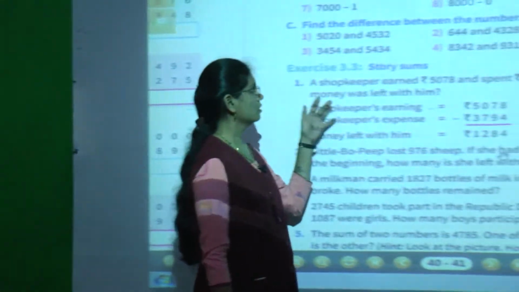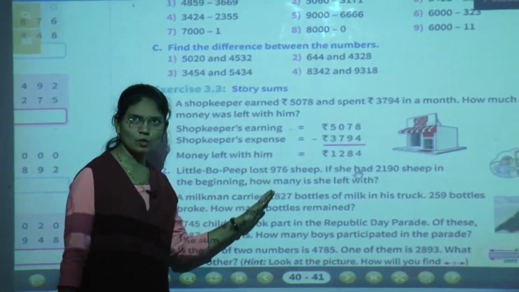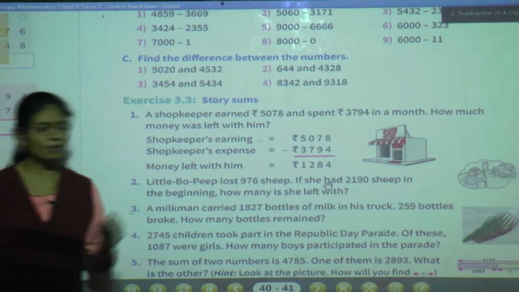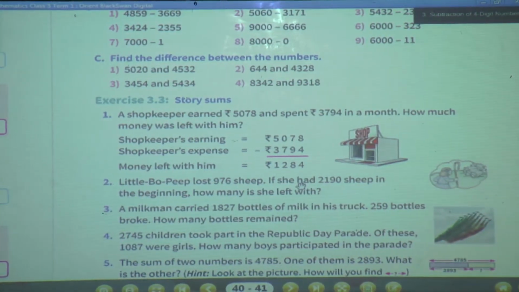Students, in our last session we have completed exercise 3.2. Now today we are going to see exercise 3.3. In that exercise all are story sums. Those story sums we will see one by one. See the first story sum. Already it has been solved.